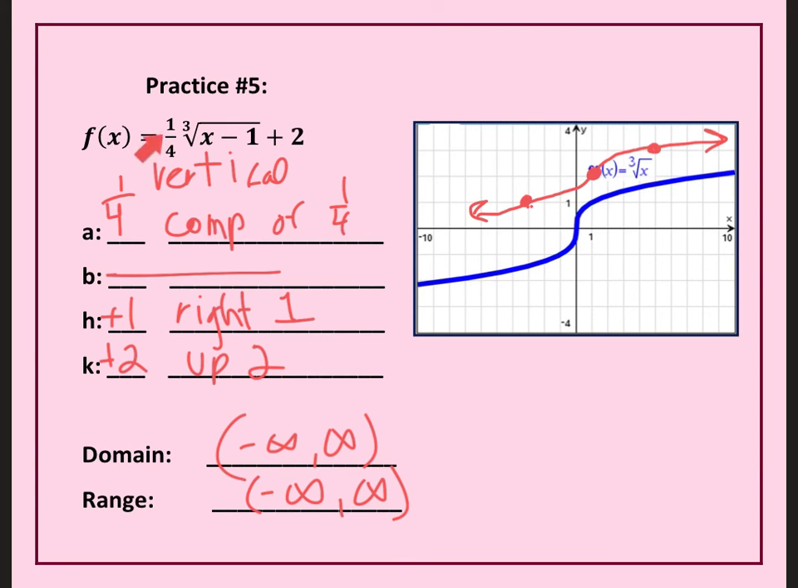We had the a value of 1/4, which means I had a vertical compression of 1/4. There was no horizontal change, b value was 1. Right 1, up 2. So the first point I moved was the origin. I went to the right 1 and up 2, and this was the first point. And since the a value was 1 over 4, I was able to use the a value 1 time to go up 1 over 4 and down 1 over 4. And this is an example of a vertical compression.